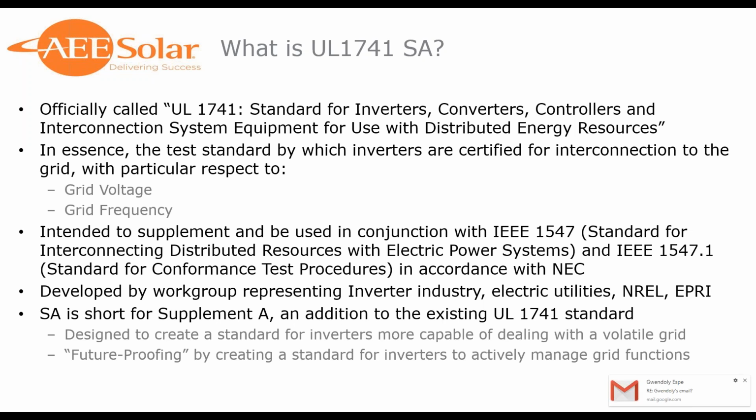So in previous years, 1741 was developed in lockstep with IEEE 1547, which is the official name, standard for interconnecting distributed resources with electric power systems, and 1547.1, which is the conformance test procedures for that standard. So in previous editions, these were generated in lockstep, and 1741 was adopted from IEEE. What we've seen in this iteration is a need, particularly from states like California and Hawaii, to go above and beyond what was called for in the existing IEEE standard.